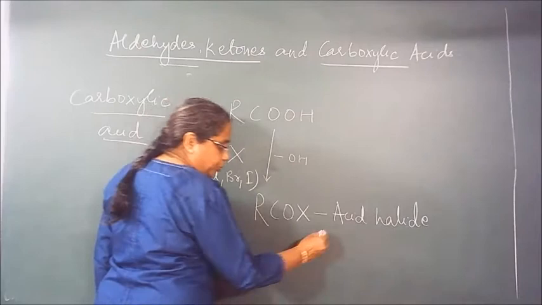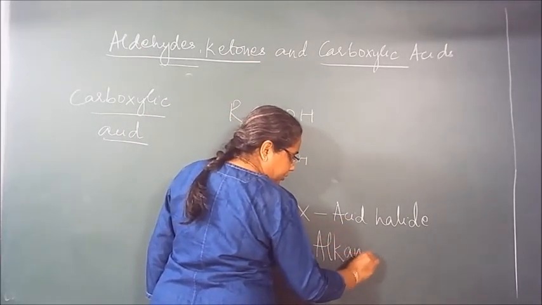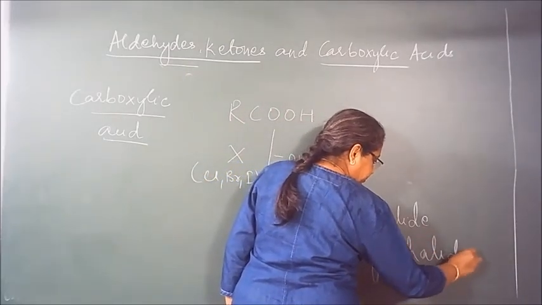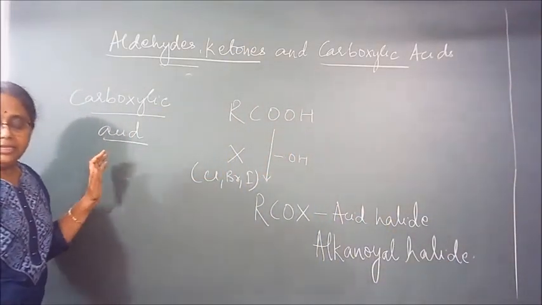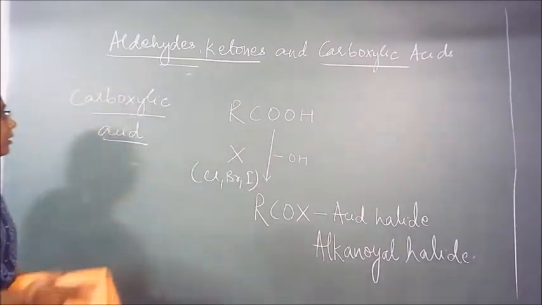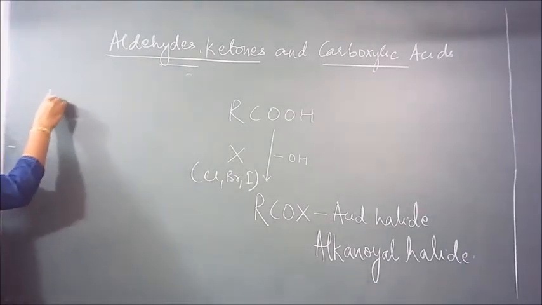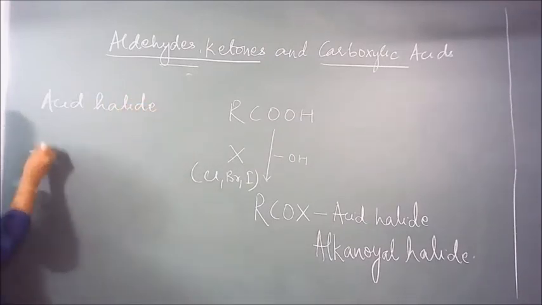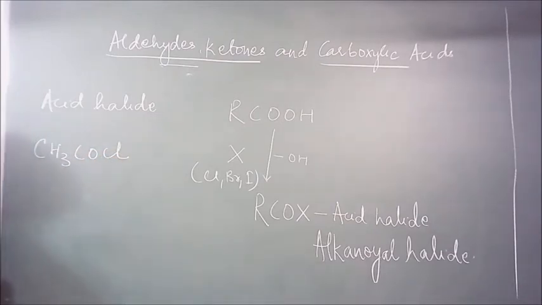In IUPAC, it is named alkanoyl halide. It is named as what? Alkanoyl halide. Let us take an example of this compound. This is our first acid derivative. The acid derivative name is acid halide. Let us write the first compound, CH3COCl. This is a derivative of ethanoic acid.